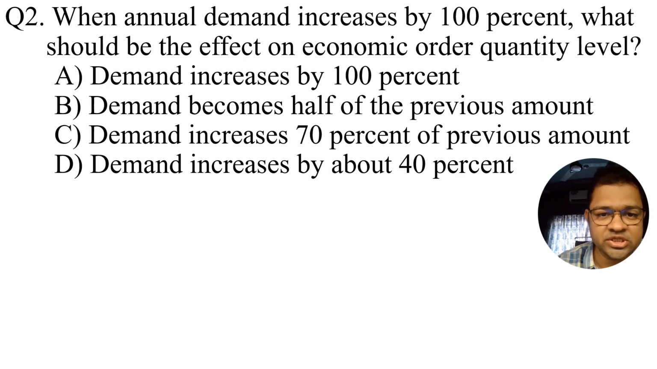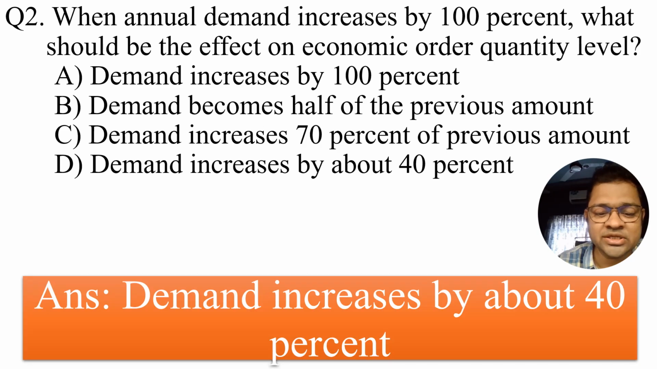The second question in this series: when annual demand increases by 100%, what should be the effect on the economic order quantity level? Or you can say, what should be the effect on the optimized quantity level you have to maintain in your inventory? The right answer is that it increases by about 40%. Hopefully you have remembered the optimum quantity Q equals root over 2DS by H.